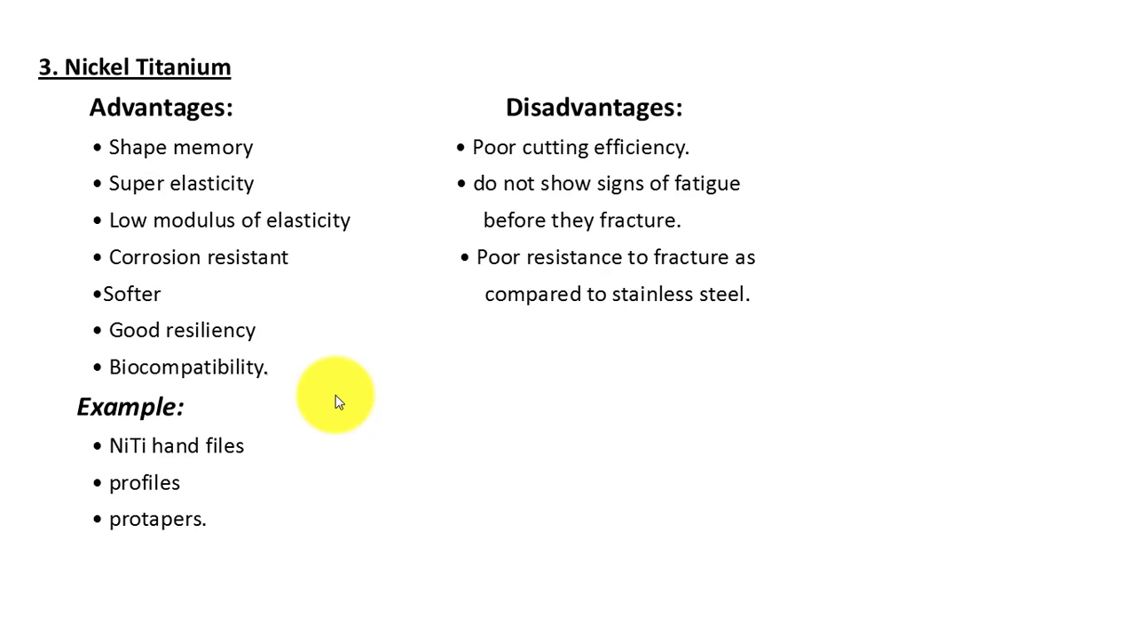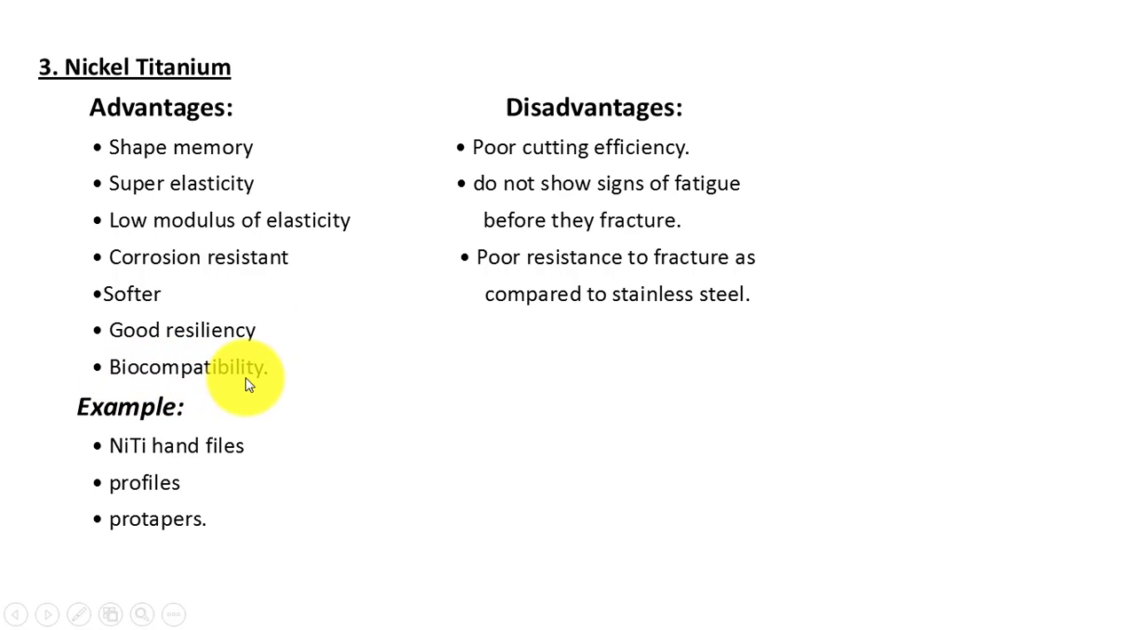And the last one is nickel titanium. It is made up of nickel plus titanium. Advantages are shape memory. It means it keeps its shape. Super elasticity. This is good for us. Low modulus of elasticity. Corrosion resistance. Softer than stainless steel. Good resiliency means if the instrument is bent or pressed, it comes back to its first shape.